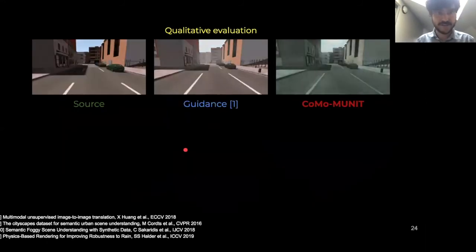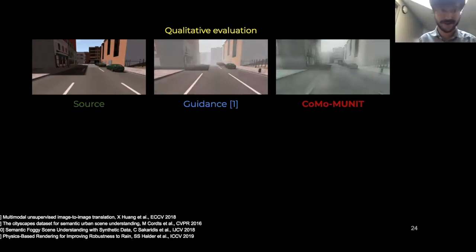Okay, here is a perspective of the qualitative evaluation. So we have source images and the guidance. You can see that in CoMoUnit, even if we have no fog, we still perform the translation from synthetic to real, and we are able to move along the fog manifold in a realistic manner.